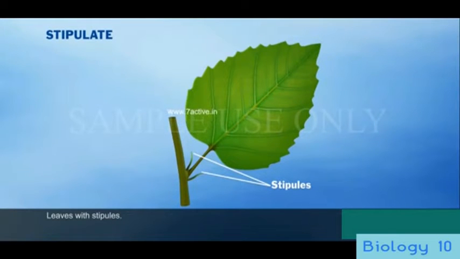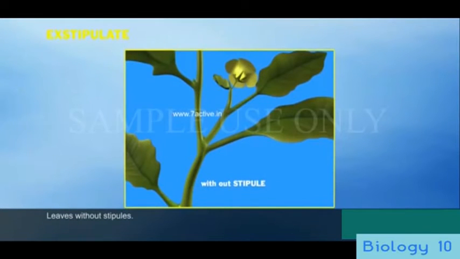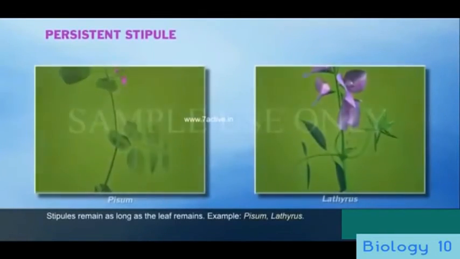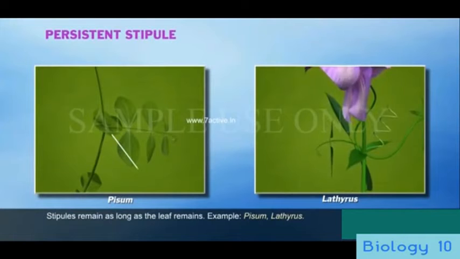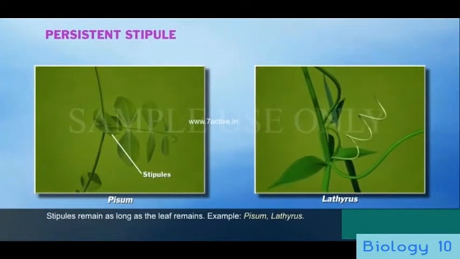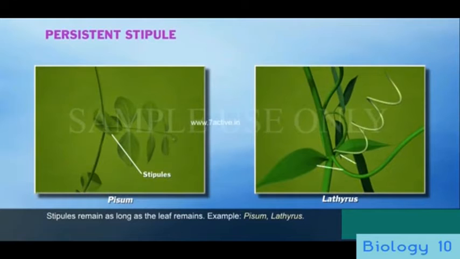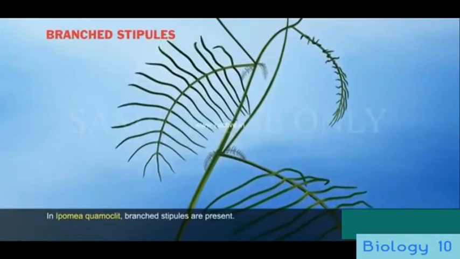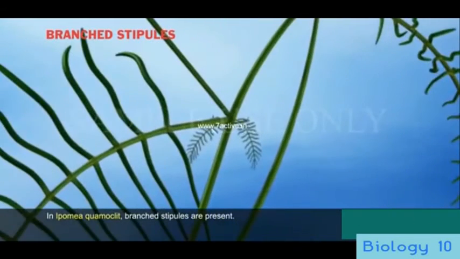Stipulate. Leaves with stipules. Exstipulate. Leaves without stipules. Deciduous stipule. Stipules fall off by the time lamina expands. Example, Michelia. Persistent stipule. Stipules remain as long as the leaf remains. Example, Pisum, Lathyrus. Branched stipules. In Ipomoea maculata, branched stipules are present.